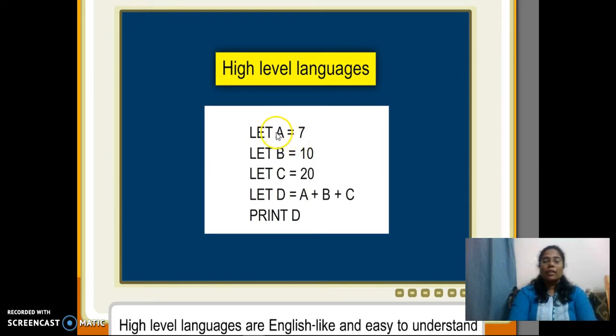So the value 7 is assigned to A, 10 is assigned to B and 20 is assigned to C. Finally I am doing some calculation, D equal to A plus B plus C. So the A value, B value and C value will be added and the result is stored in the variable D, and we have to print D. This is how it is a high-level language. You can see it is like English and easy to understand.